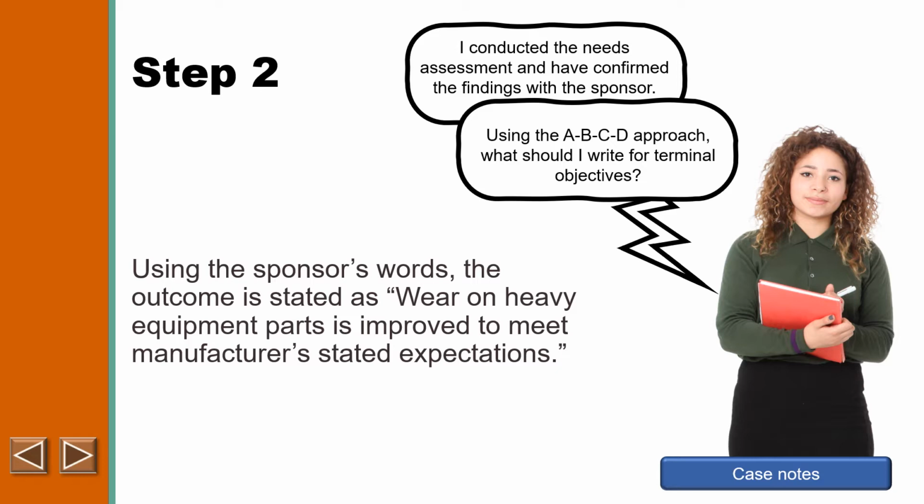Using the sponsor's word, the outcome is stated as wear on heavy equipment parts is improved to meet manufacturer's stated expectations. One of the suggestions was to state the outcomes using the sponsor's words. I conducted the needs assessment and have confirmed the findings with the sponsor. Using the ABCD approach, what should I write for terminal objectives?